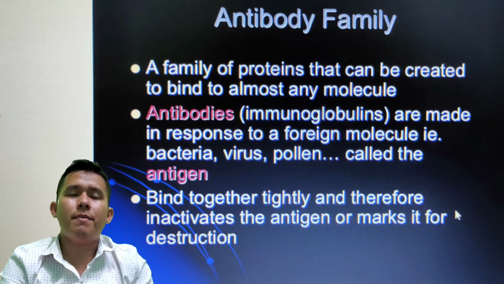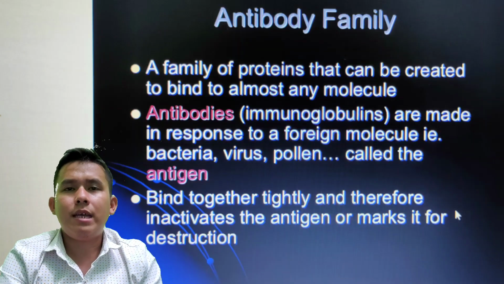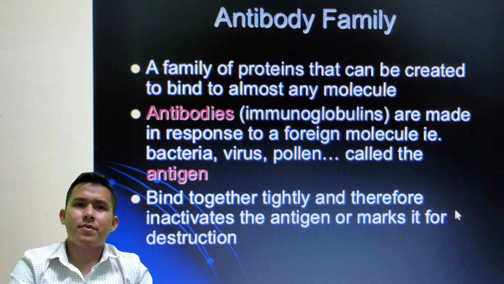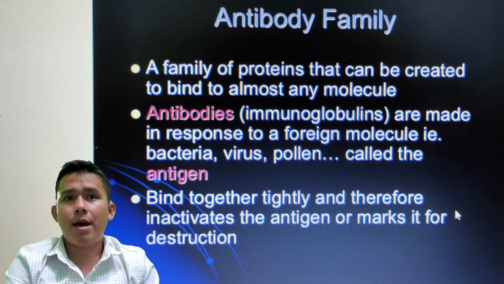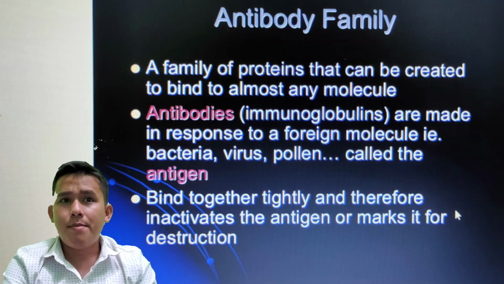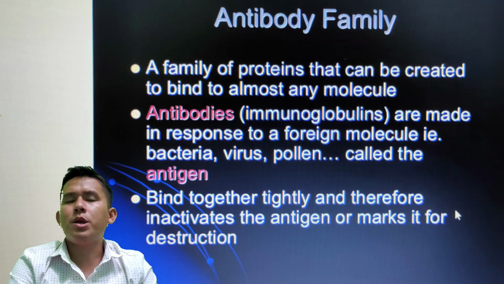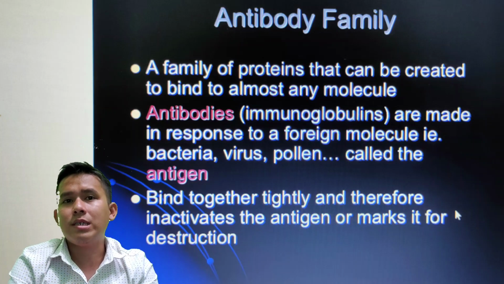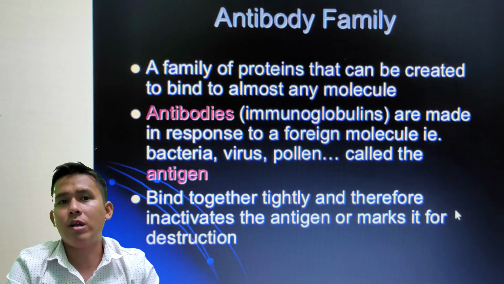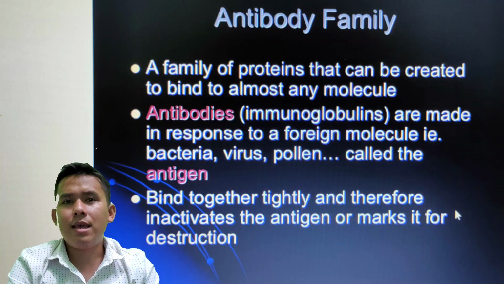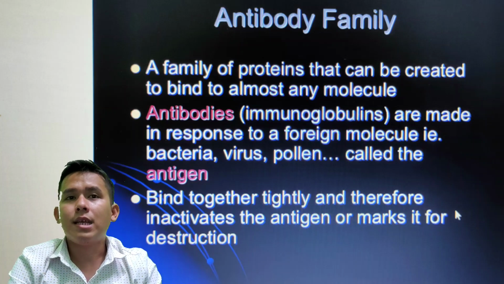The antibody family: a family of proteins that can be created to bind to almost any molecule. Antibodies, also known as immunoglobulins, are made in response to foreign molecules, for example bacteria, viruses, and even pollen. These are called antigens. Antibodies bind tightly to the antigen and therefore inactivate it or mark it for destruction.